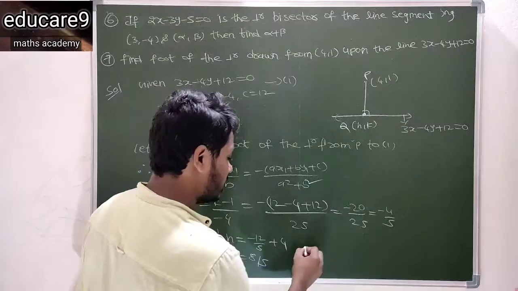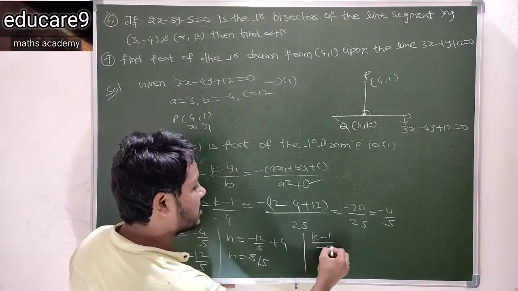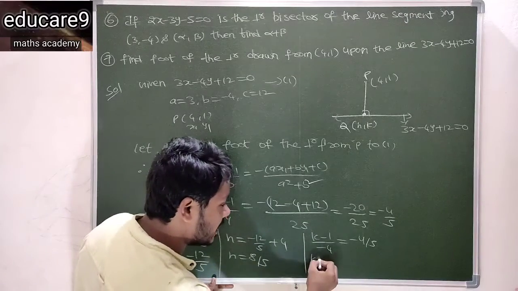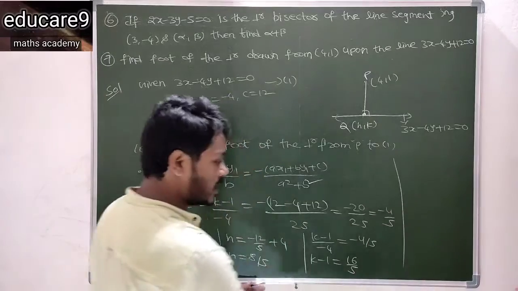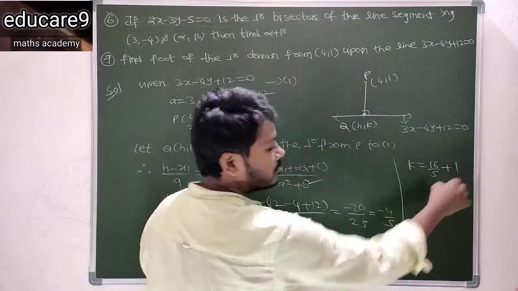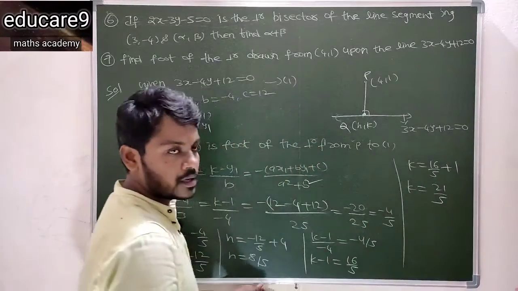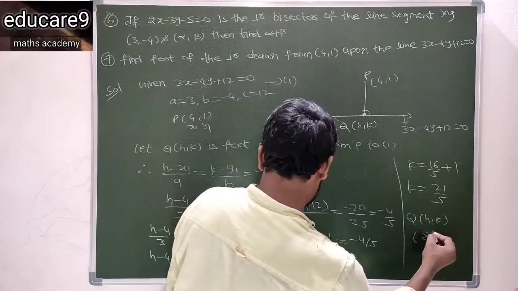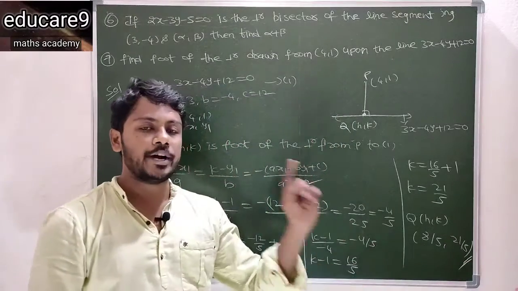Next, find the k value. So for that, equating k minus 1 by minus 4 equal to minus 4 by 5. So clearly k minus 1 is equal to 16 by 5. So therefore k is equal to what? 16 by 5 plus 1. So k is equal to 21 by 5. So therefore what is the point h comma k? 8 by 5 comma 21 by 5. So this is the required point.